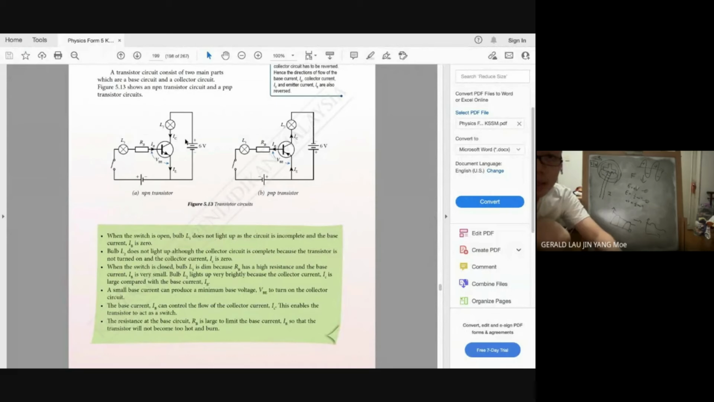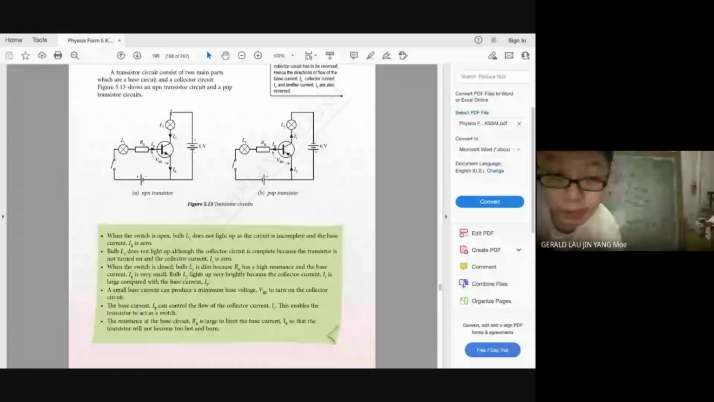Okay. You see, this entire circuit, there will be two parts. One is the base current, one is like the transistor current, over here. Okay. So you look at base current. Bulb L2 does not light up although the collector circuit is complete because transistor is not turned on, a collector current is 0. Okay. Kalau saya turn on ini, bulb L1 is dim because RB over here high resistance, base current very small. Okay, bulb L2 lights up very brightly because collector current is large compared to the base current.